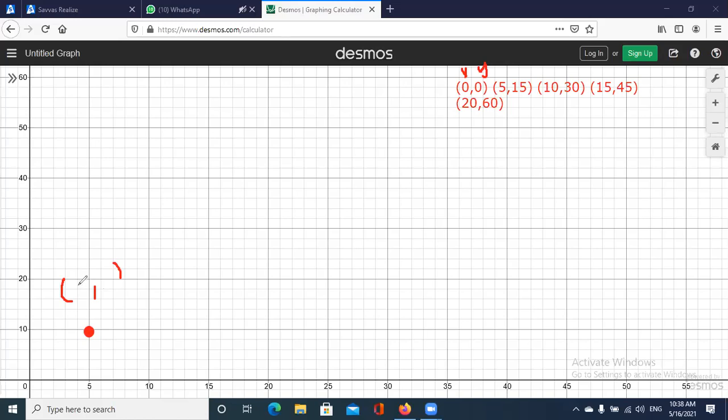Here, I will put the x coordinate for this point. So what is the x coordinate for this point? 5. And here you will put the y coordinate of this point. What is the y coordinate for this point? 10. So 5 and 10 in the xy coordinate is represented by a point. Can you see that? Yeah.